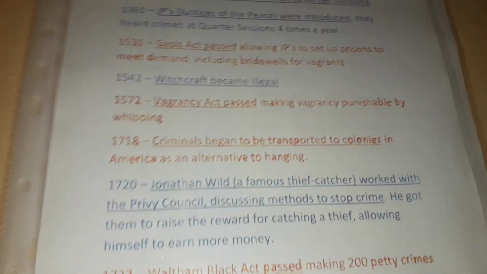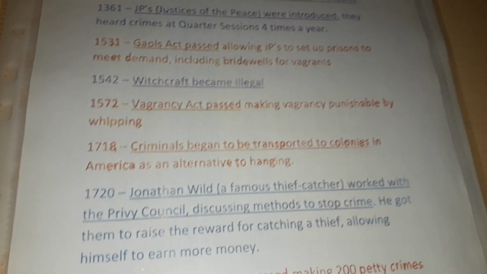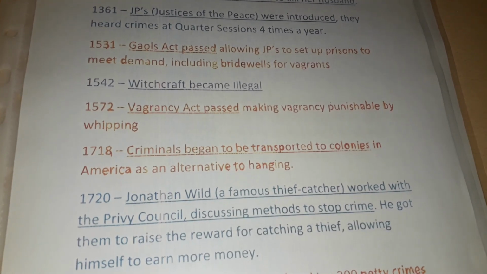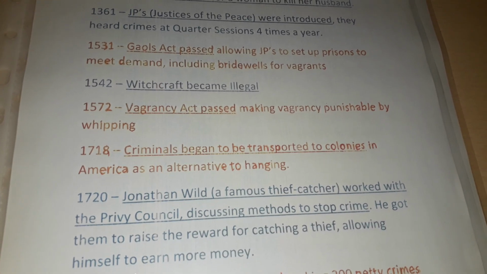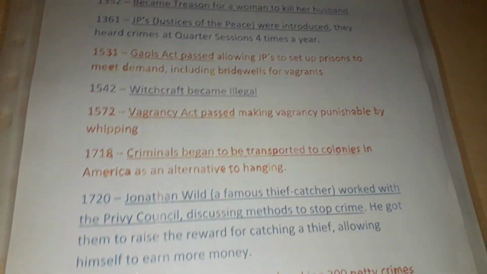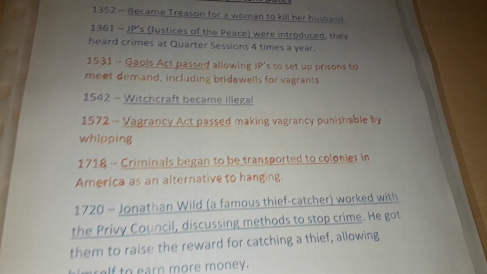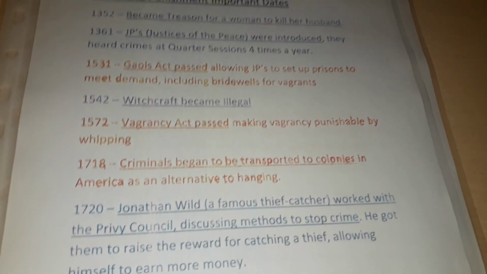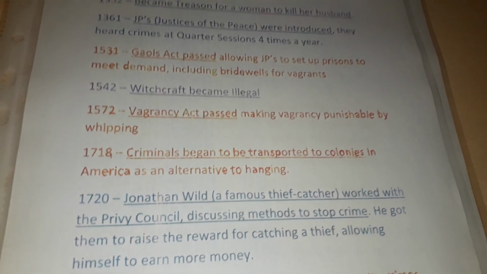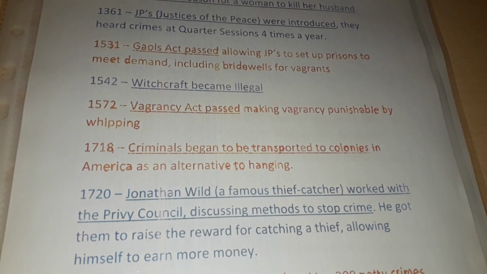In 1720, Jonathan Wild, who was a famous thief catcher, worked with the Privy Council discussing methods to stop crime. A thief catcher was basically someone who was a criminal themselves and would turn in other criminals for a profit most of the time, and they were very prominent during this era.